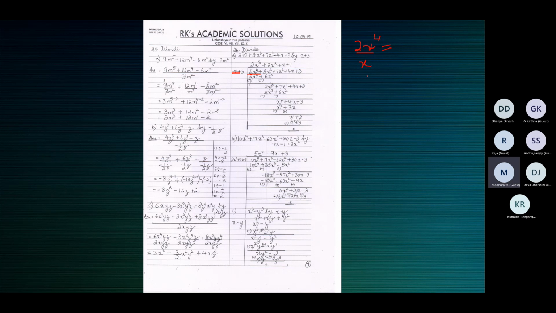2x to the power 3, ma'am. 2x to the power 3. That is the first term. That will be the first term in the quotient. You can see here, that's the first term in the quotient.